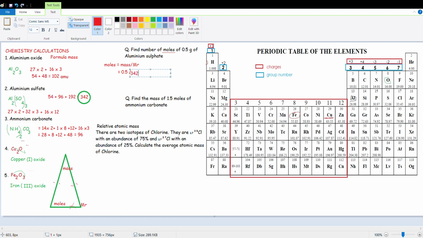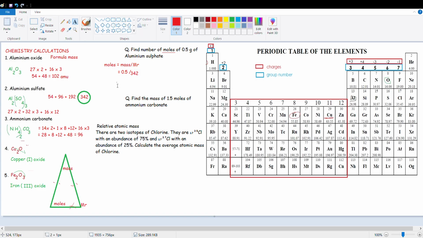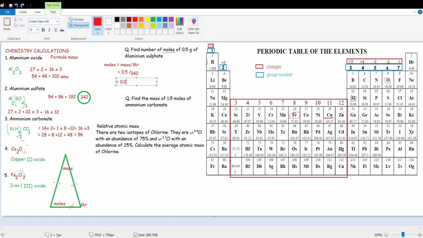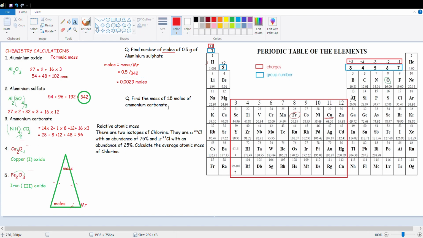So 342, and I just use my calculator. So 0.5 divided by 342, and that gives me 0.0029. So I'm going to answer 0.0029, and that is moles. All right. I stopped this video because it is more than 8 or 9 minutes, and I will come back and do the mass and the relative atomic mass of that question. Thank you.